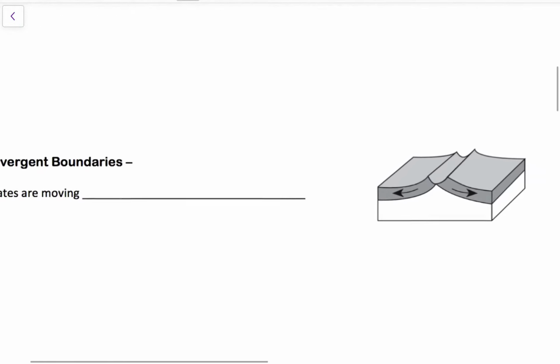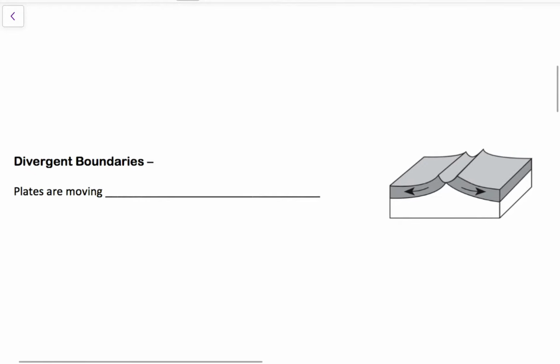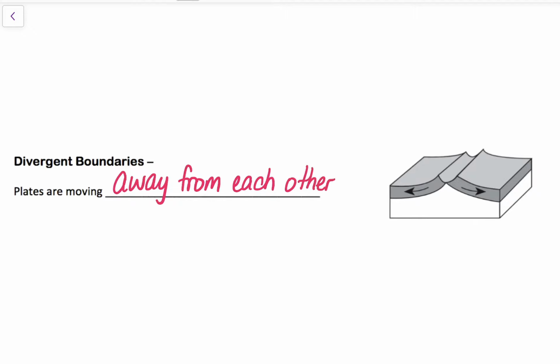So a divergent boundary is when the boundary between two plates, the plates are moving away from each other. At a divergent plate boundary, the plates are moving away from each other. Notice in this picture we have 2 plates and 2 arrows. The arrows are pointing in opposite directions. The plates are moving in opposite directions.